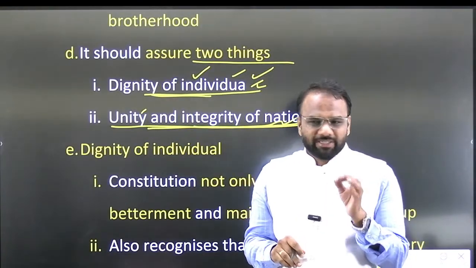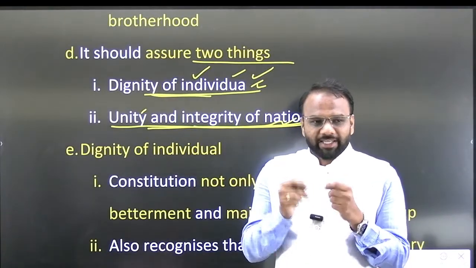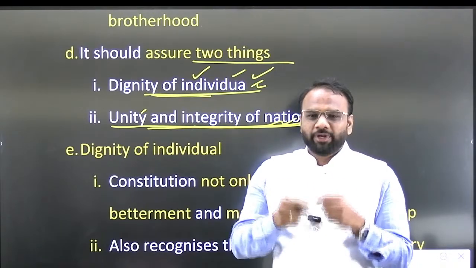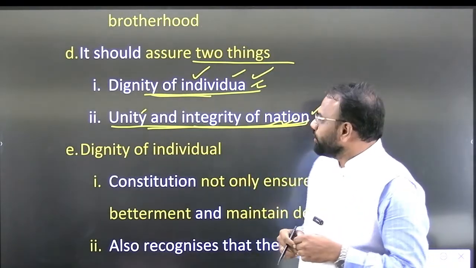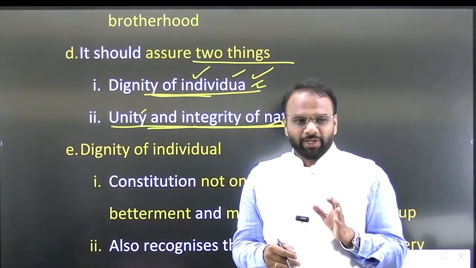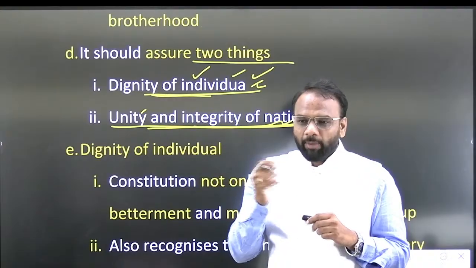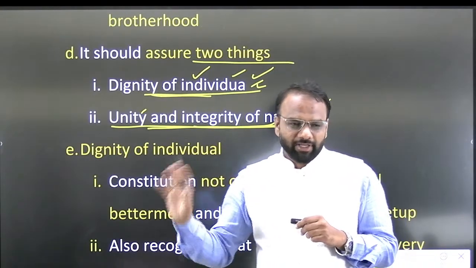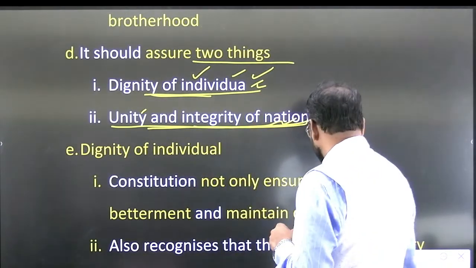With one simple example, I am trying to connect the things so that you will understand what we understand by upholding the individual dignity. So fraternity, what kind of fraternity? Assuring the dignity of the individual, and at the same time, what? Upholding the unity and integrity of the nation, of the nation.